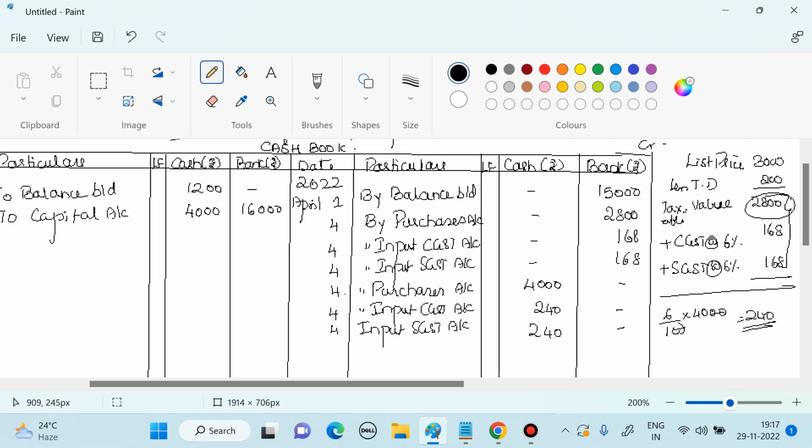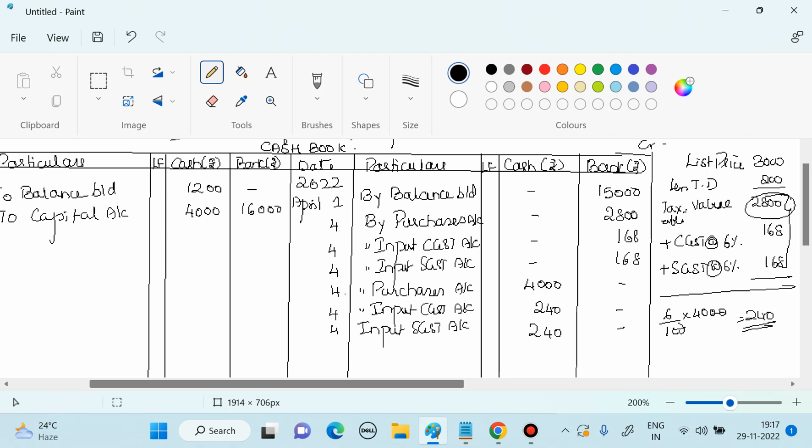This is not for payment being received. Here it was payment being made by check and payment being made by cash. So it came in cash book. But this transaction is a sale transaction, that was credit sale transaction with GST. So for this, we will prepare a journal entry.